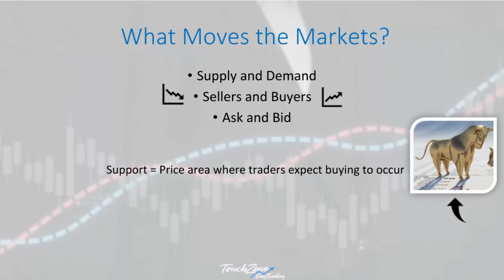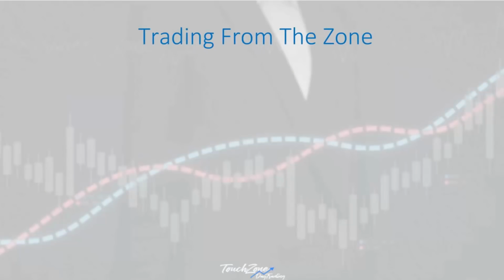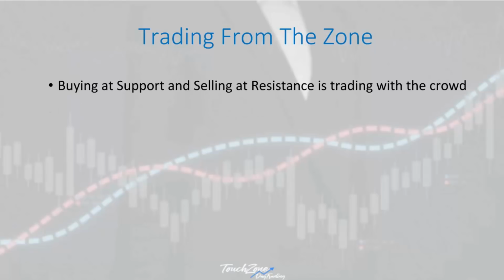Support is a price area where traders expect buying to occur. This is where the bulls want to step in. Resistance is a price area where traders expect selling to occur. And this is where the bears want to step in. Trading from the zone. Buying at support and selling at resistance is trading with the crowd. It's trading with the big guys.